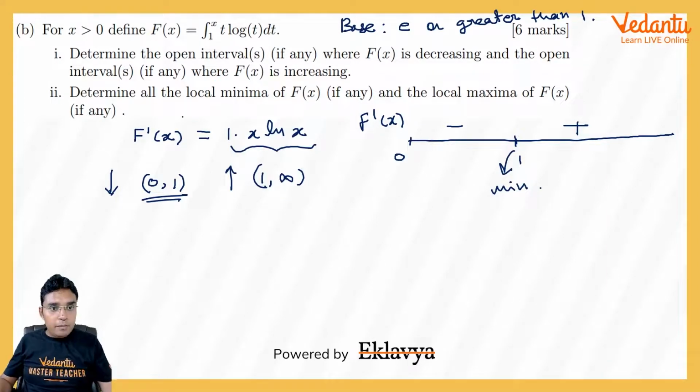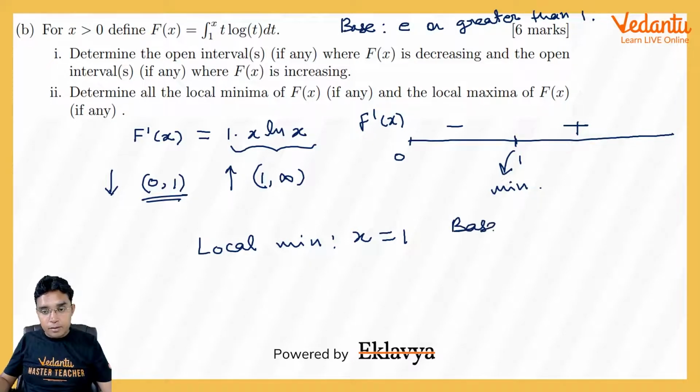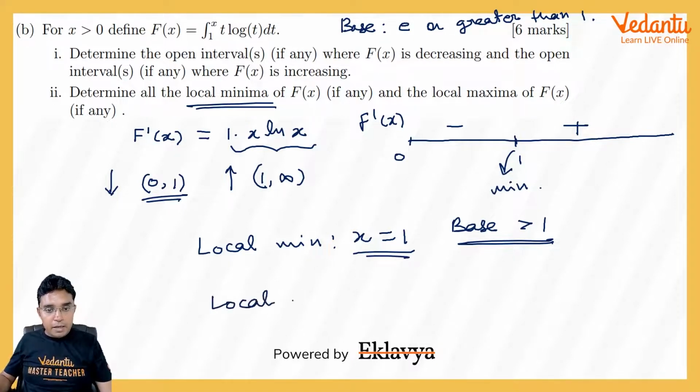Okay, now second part, determine all local minima of f(x) if any and the local maxima of f(x) if any. So here local minima point is actually x is equal to 1, provided that base is greater than 1. If base is less than 1, then I think it will be point of local maxima, not local minima. So local minima point is x is equal to 1, and local maxima, I don't think there exists any such point.